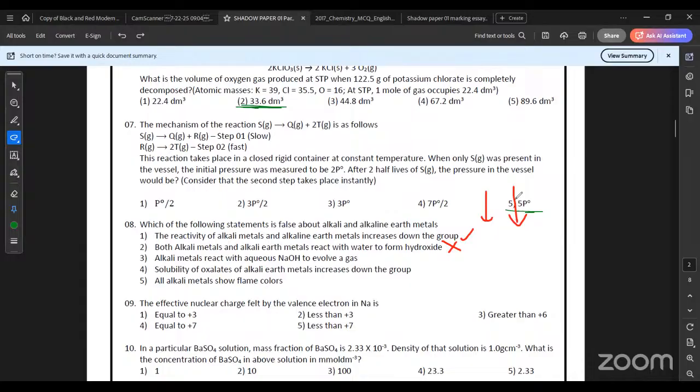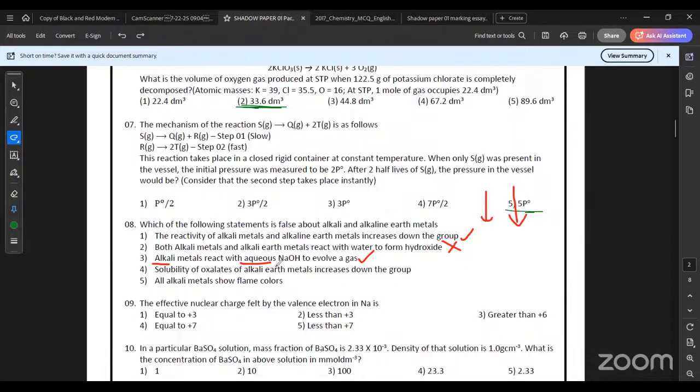Alkali metals react with aqueous sodium hydroxide. Aqueous sodium hydroxide is sodium hydroxide with water. Of course, alkali metals will react with water. Not sodium hydroxide, but water. Right? So it's correct. Solubility of oxalates of alkaline earth metals increases down the group.